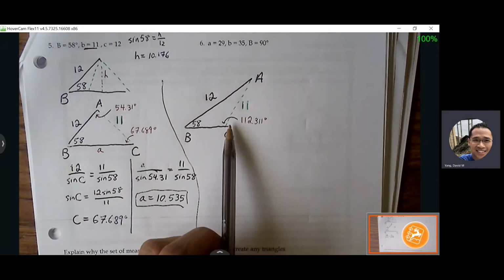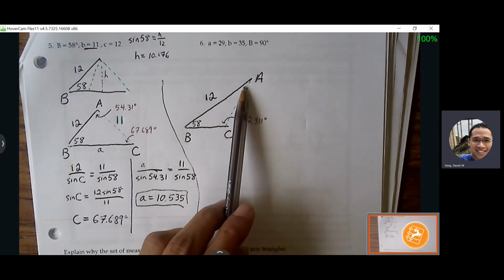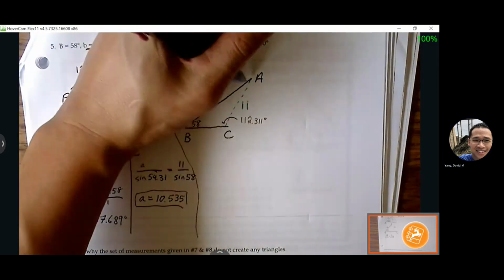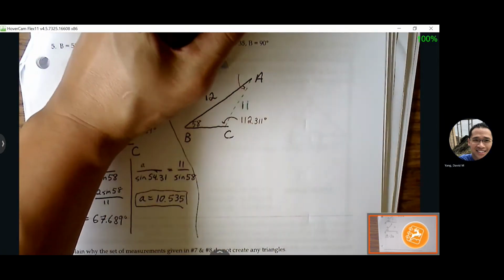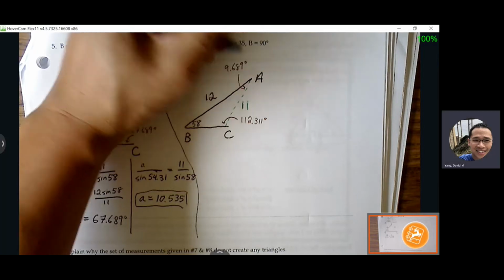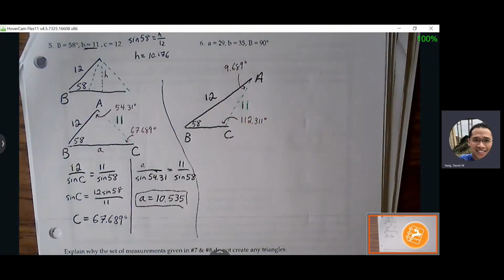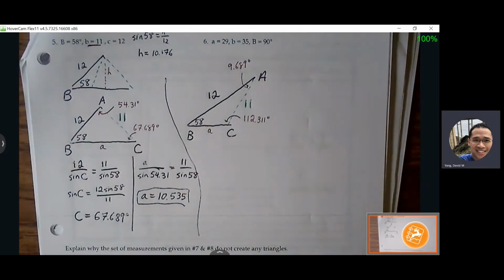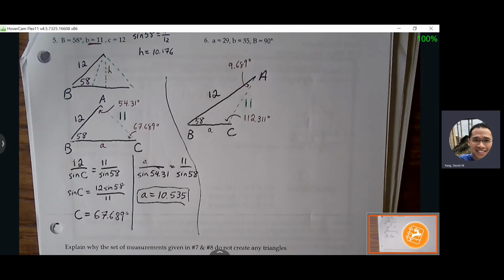Okay. We have two angles. We can find that third angle by subtracting from 180 as well. And now we're one side away. So we have side A that we're looking for. Now law of sines.